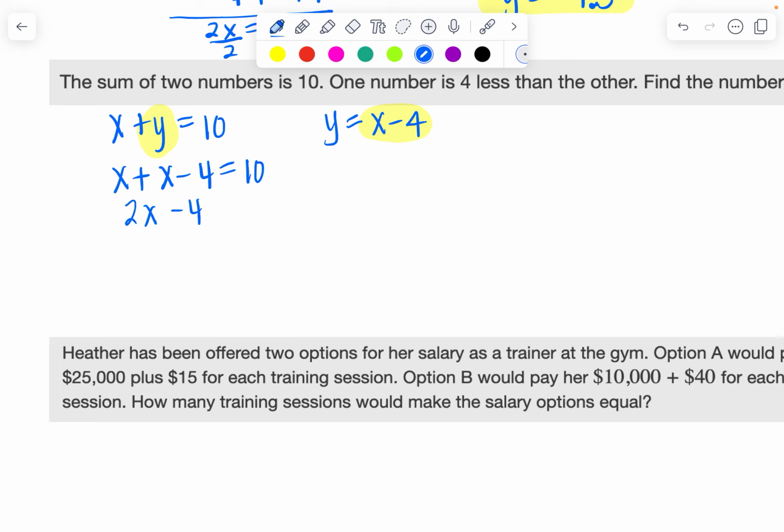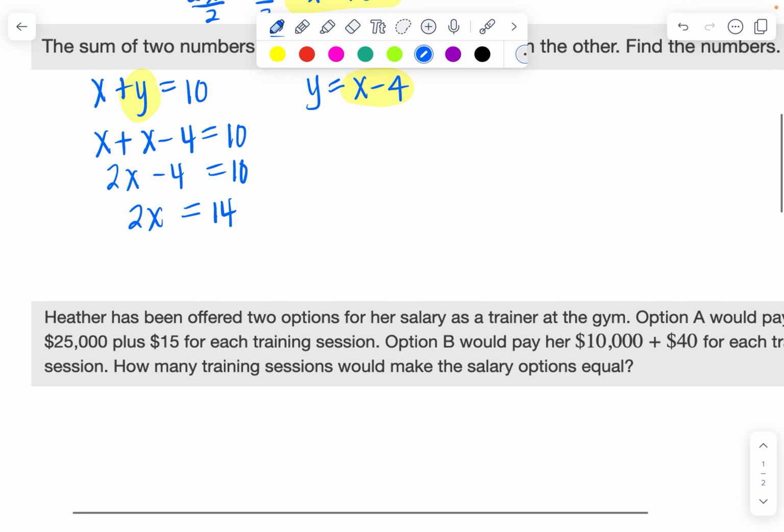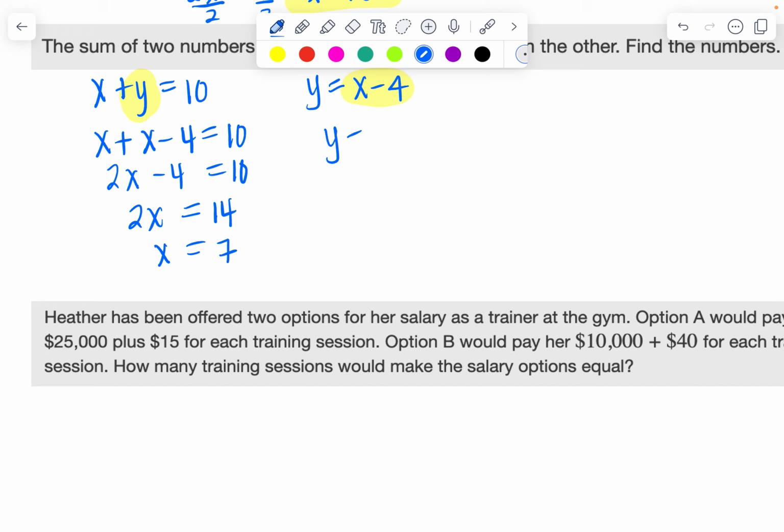So 2x minus 4 is 10. If I added 4 to both sides, I would get 2x is 14. And if I divided both sides by 2, I would get x is 7. So to find my y, I can just plug 7 in for this x. Y equals 7 minus 4, which means y equals 3. We can check our answer. 7 plus 3 is 10. And 3 is equal to 7 minus 4, so it works.